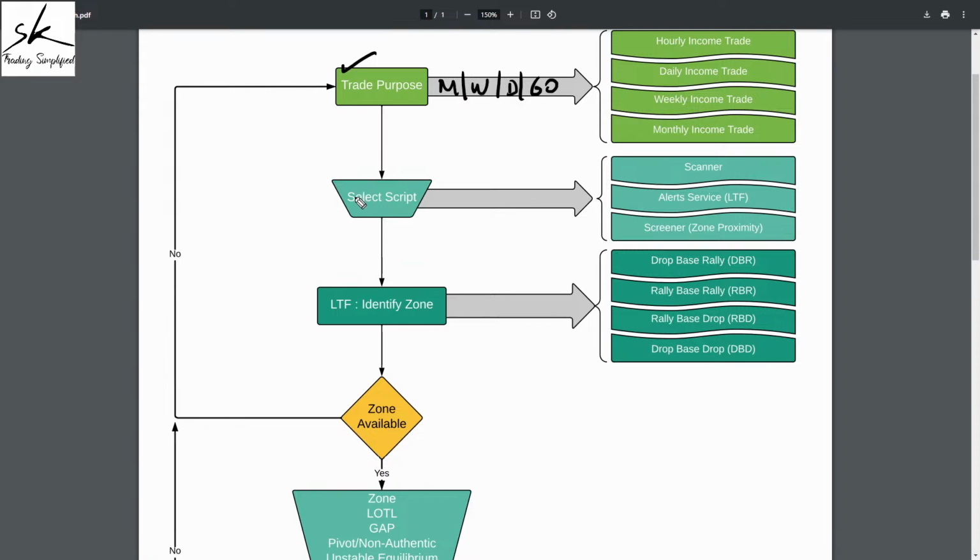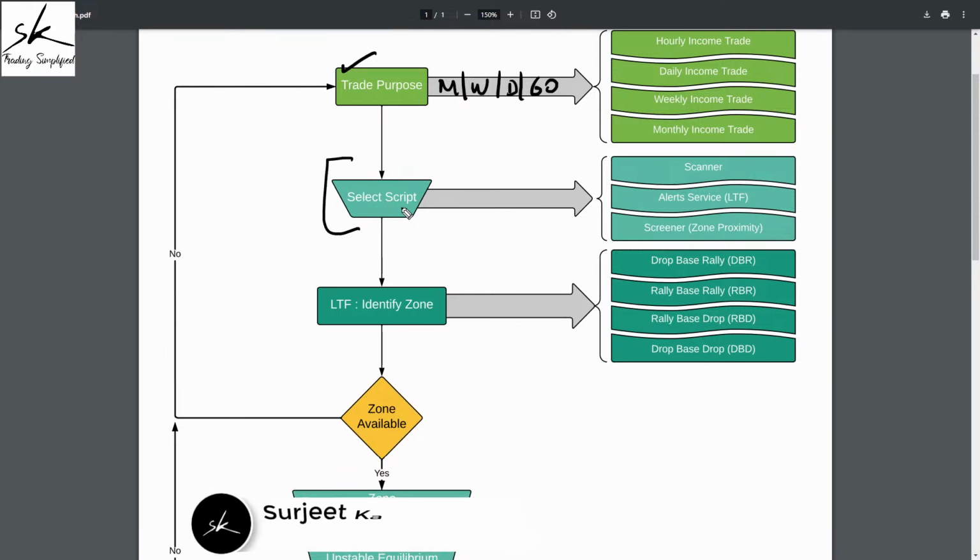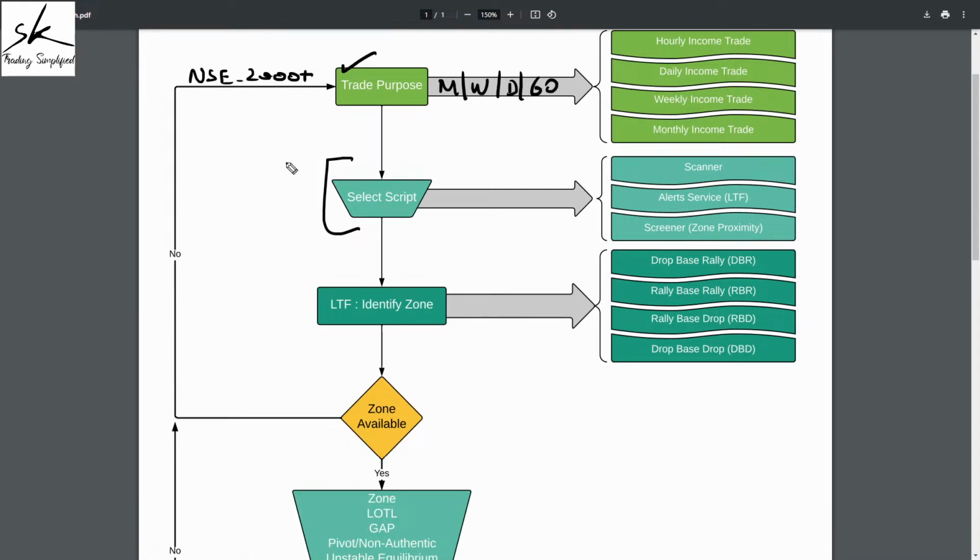Now we have to move on to our second step, which is select scripts. And why do we need to do that? Because yes, I do know my time frames, but if I talk about the NSE exchange, we have over 2000 plus symbols listed on the NSE exchange. So humanly, it's not possible that every day I sit and analyze 2000 plus symbols.